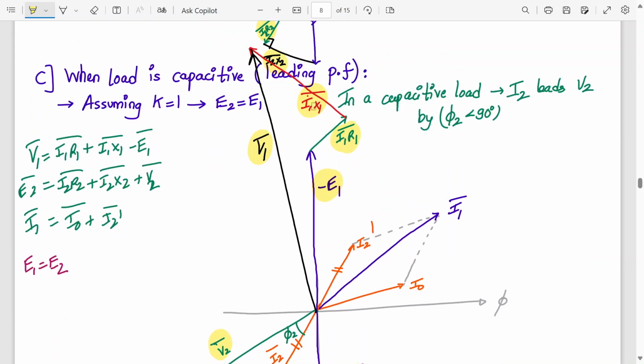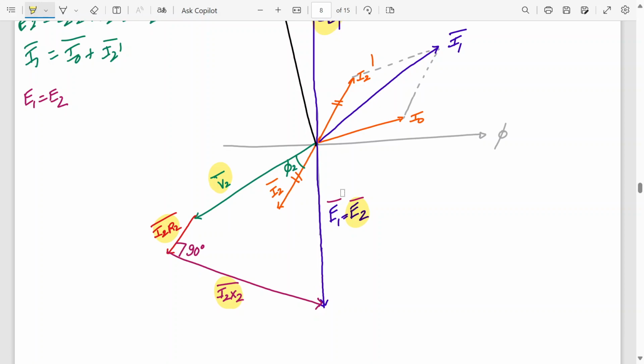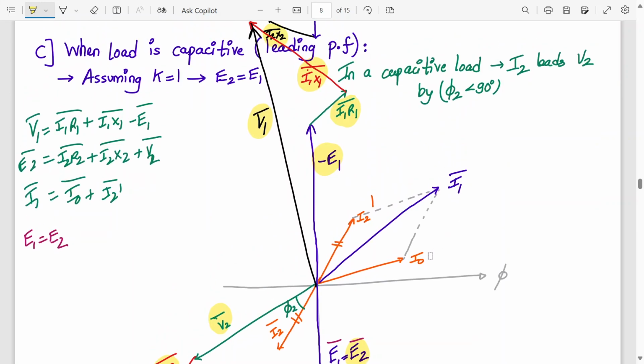So V1 is I1 R1 plus I1 X1 minus E1. And on this side E2 is V2 plus I2 R2 plus I2 X2, and here I1 is I0 plus I2 dash. So with the help of these three equations, we can plot.